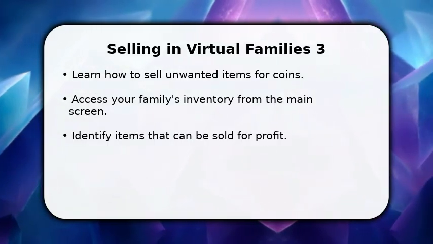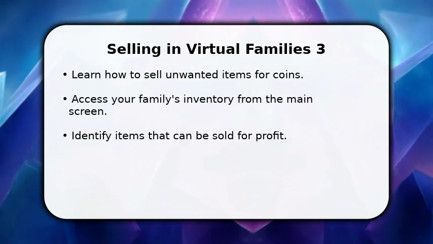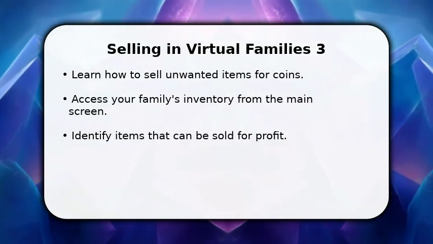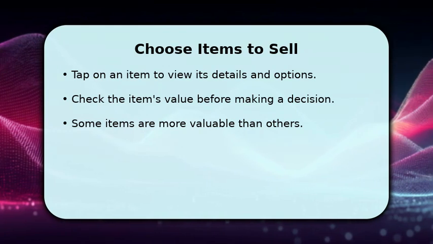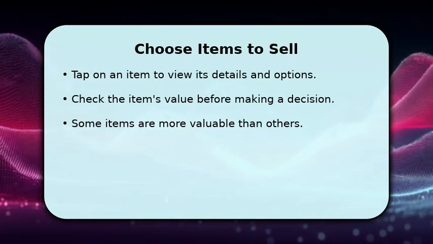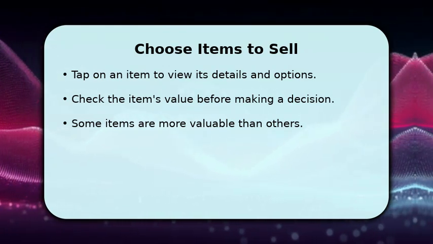This is where you'll manage everything from furniture to collectibles. We'll focus on items you no longer need. Once in your inventory, you'll see a list of all your possessions. Scroll through and tap on any item you wish to inspect.